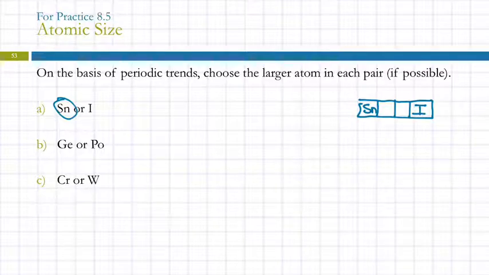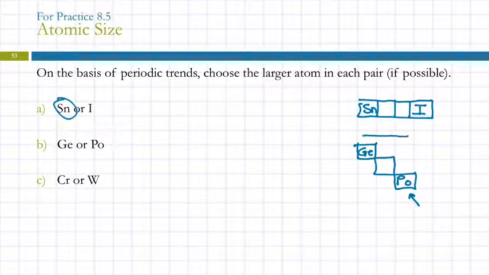Germanium or polonium? So here's germanium, here's polonium. So the vertical trend says that which one's bigger? Says that polonium's bigger. But the trend going across says that polonium's smaller. So it does say, if possible. So we could say, not possible. What if you were forced to choose one?